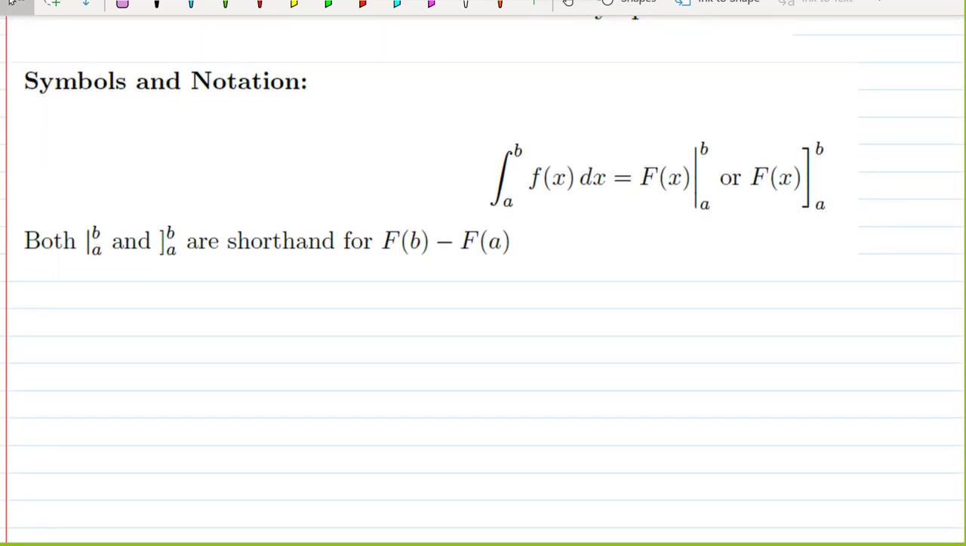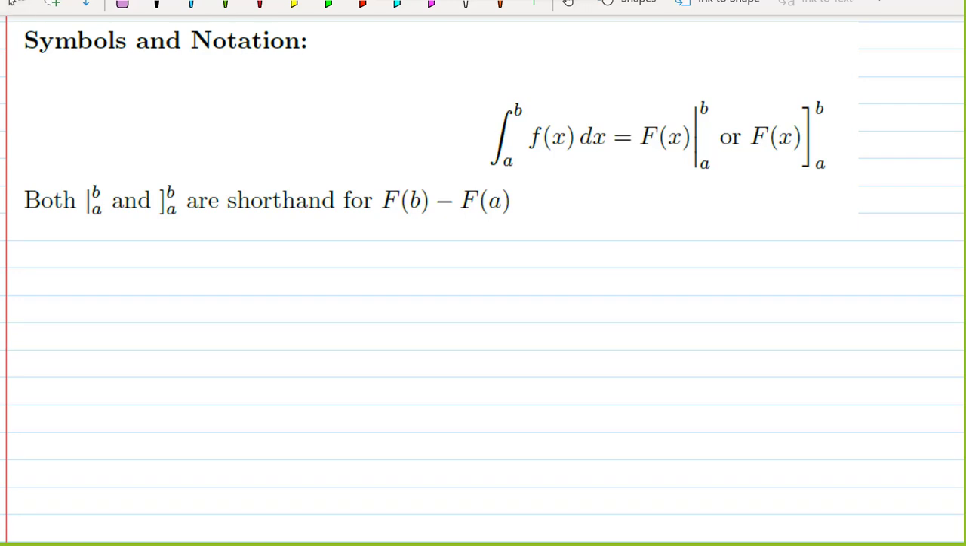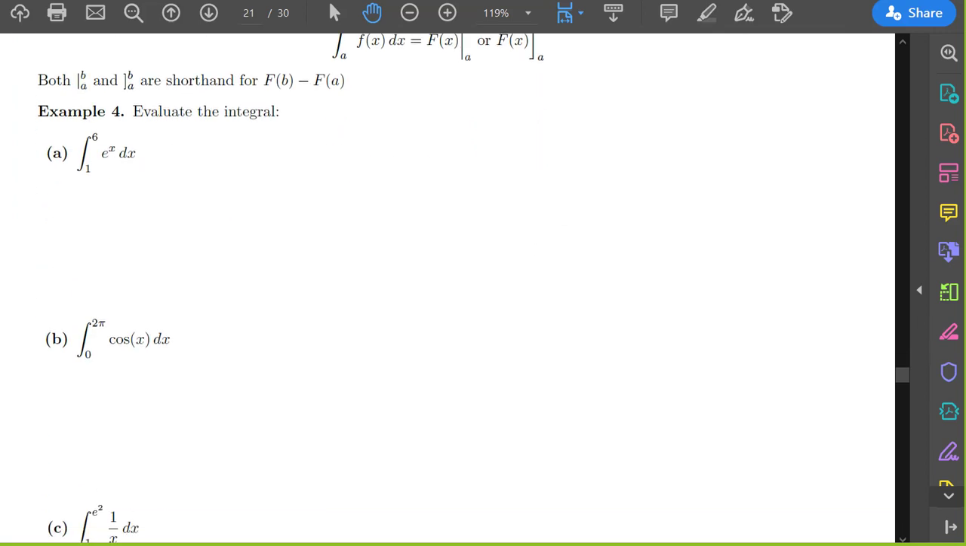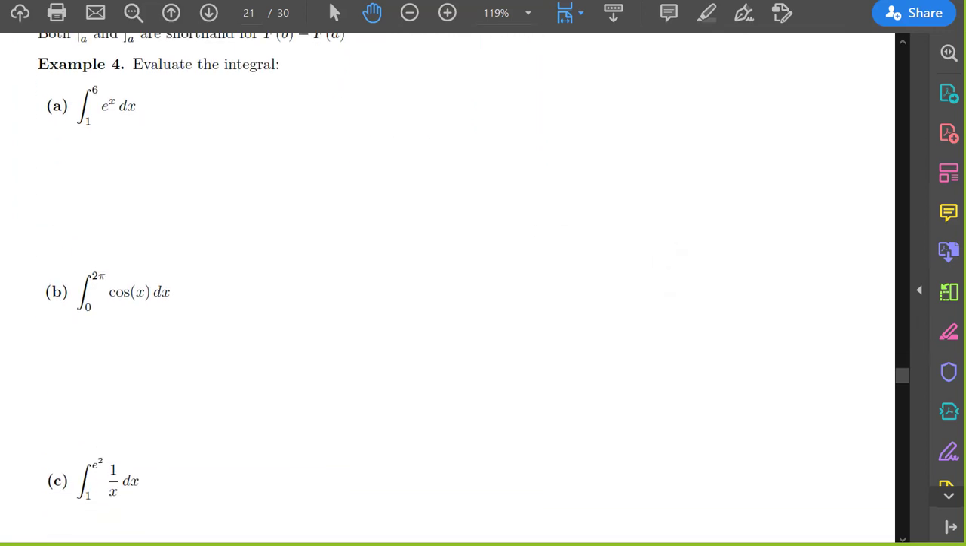So using that notation then, the fundamental theorem of calculus part 2 is the integral from a to b of f of x dx is equal to F of x evaluated from a to b. So it's just a shorthand notation for writing F of b minus F of a. So when we see it, that's all that it means. So let's go ahead and use this to do a couple of examples.